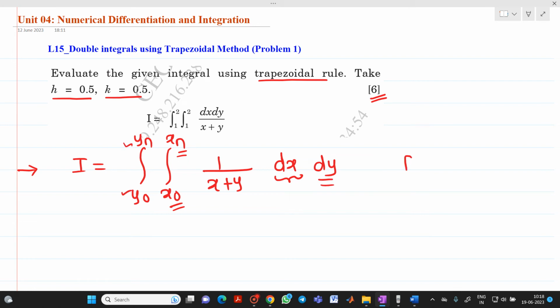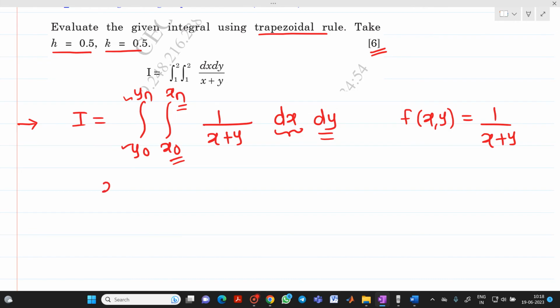So if you see the given function, f of x comma y will be equal to 1 upon x plus y. Now what is the value of x0? x0 will be equal to 1, xn will be equal to 2, y0 will be equal to 1 and yn will be equal to 2.